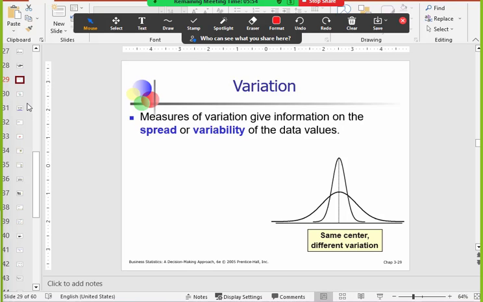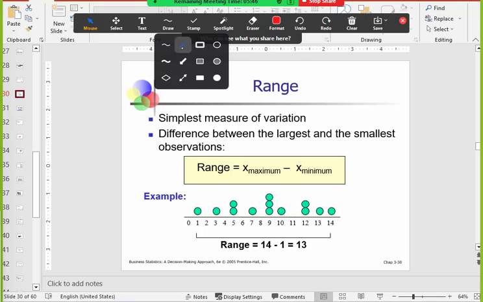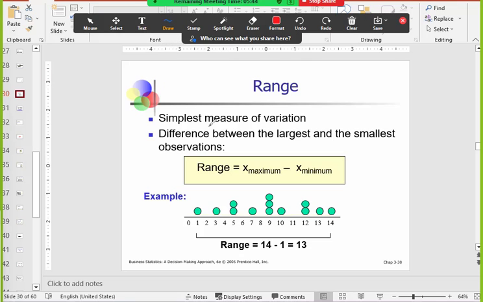Now we'll go towards the next slide. Here we'll talk about the first topic, that is measure of range. From the word we understand a range is the simplest measure of variation. It is the difference between the largest and the smallest observation.